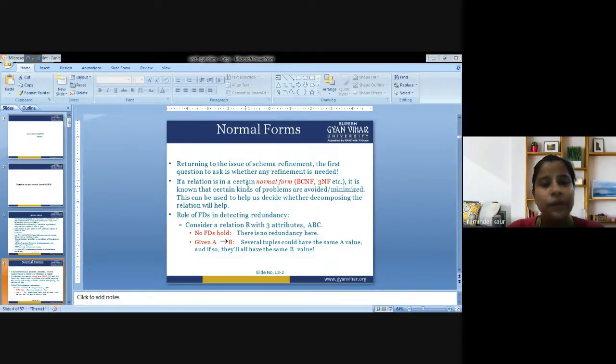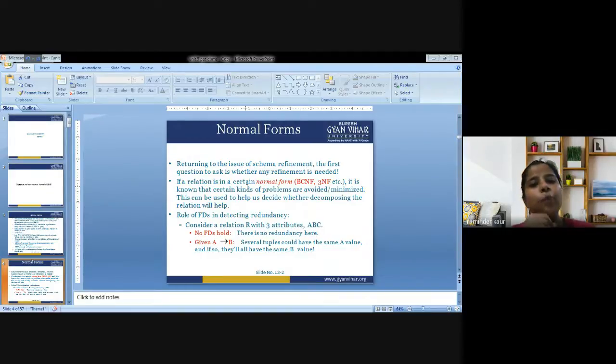Then there is a question: if a relation is in a certain normal form, it could be BCNF, it could be 3NF. It is known that certain kinds of problems are avoided or minimized, and it can be used to help us decide whether decomposing the relation will help or not. So, what is the role of functional dependency in detecting redundancy here?